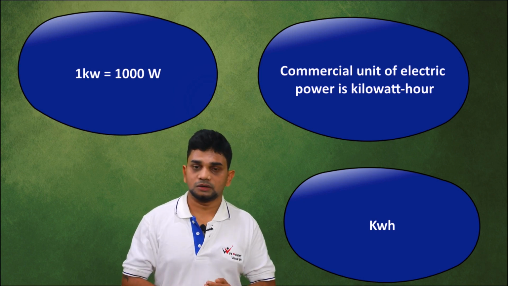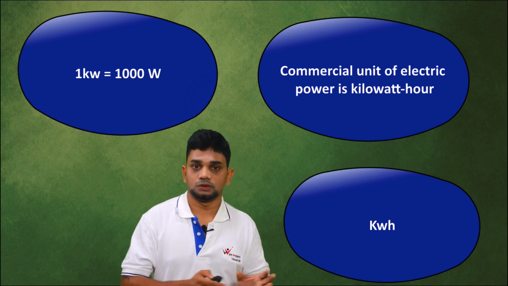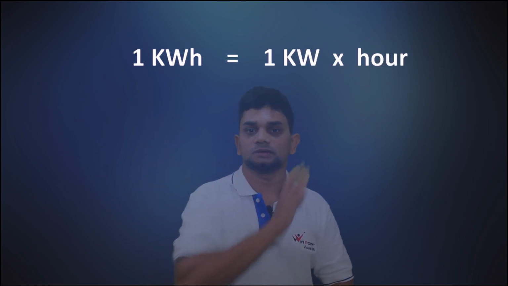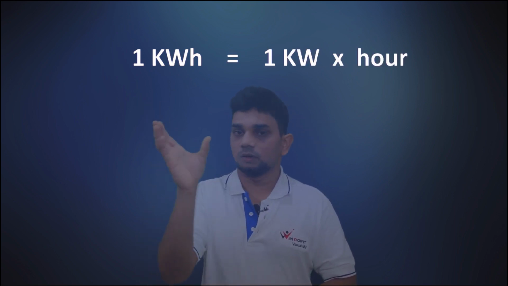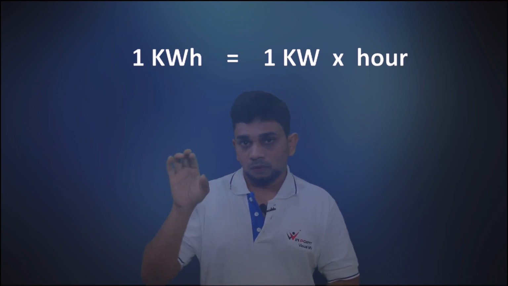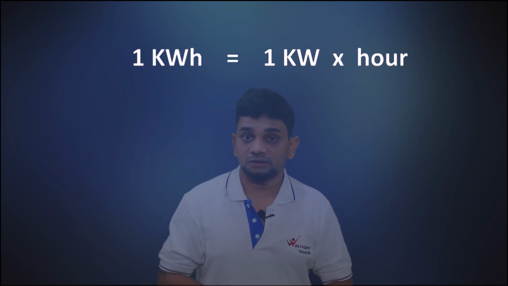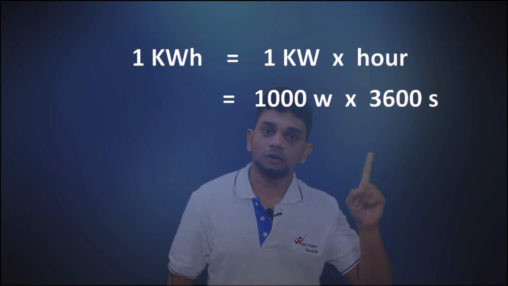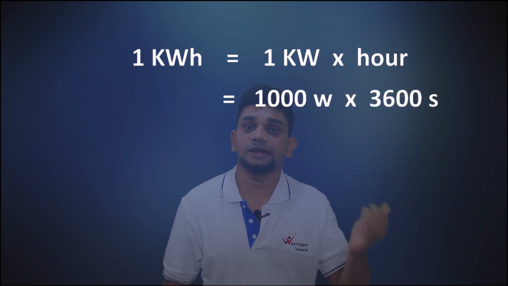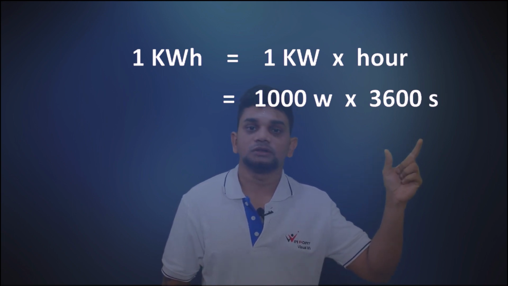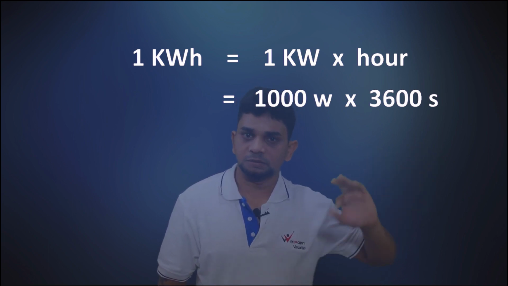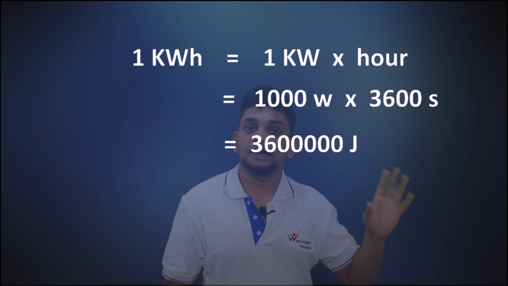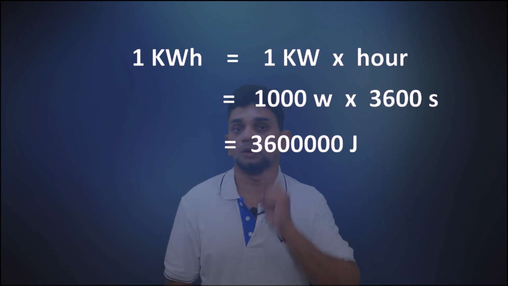Now we are going to convert 1 kilowatt hour to joule. Let's do that. 1 kilowatt hour means 1 kilowatt into hour. What about 1 kilowatt? 1 kilowatt is 1000 watt. So we can write 1000 watt into 1 hour, which is 3600 second. So 1000 watt into 3600 second. We are just multiplying it. It will be 36 lakh joule. That is 1 kilowatt hour.